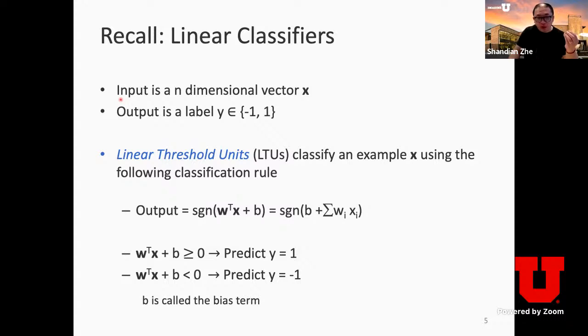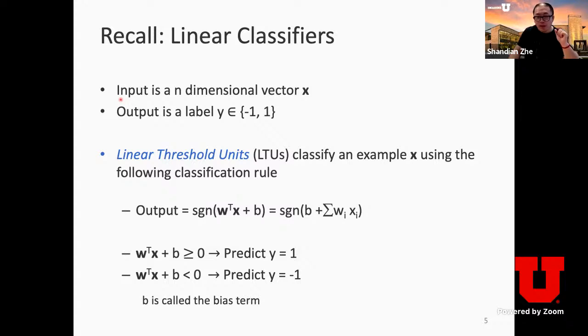The linear classifiers are also called linear threshold units. These LTU names come from the early development of artificial units, but they are exactly the same thing. Linear threshold units classify an arbitrary example x using the following classification rule. We get our predicted label by taking the sign of a classification function. The classification function is a linear function, which has the same form as used in linear regression. It is W transpose x plus b.